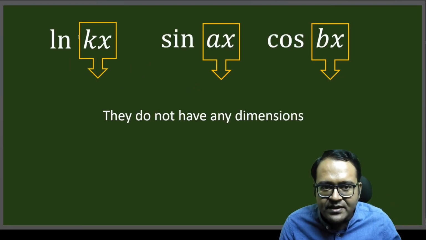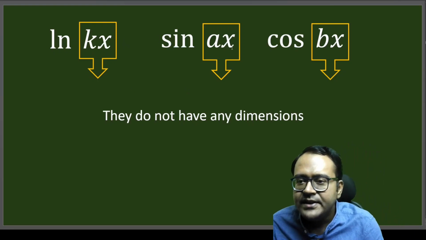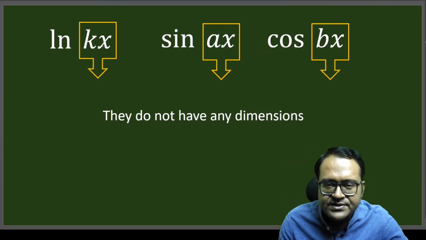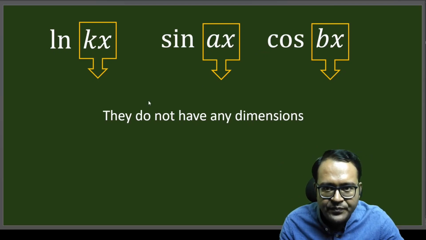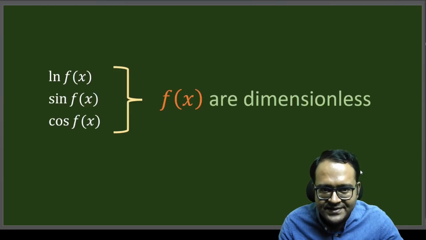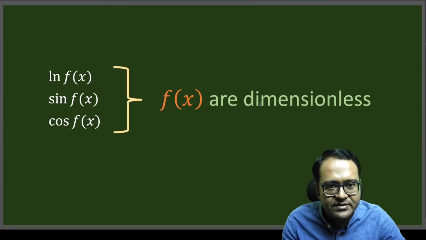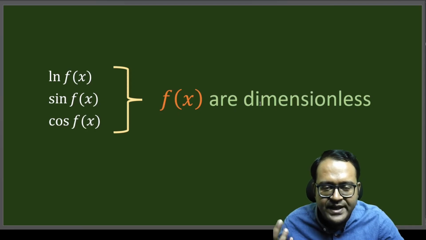If you have any function inside a logarithm, sine, or cosine, all these kx, ax, and bx quantities will not have any dimensions. Once again, think about it, work it out, email me, comment. Any f(x) inside any logarithm, sine or cosine is dimensionless. This concept is very much asked in JEE questions.